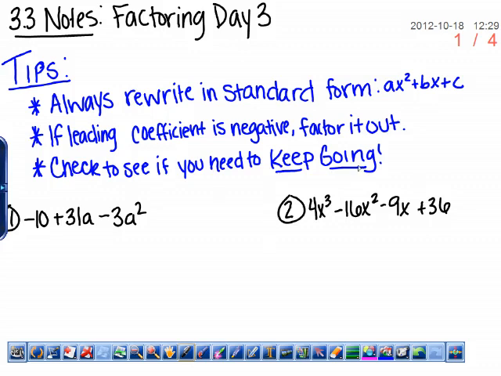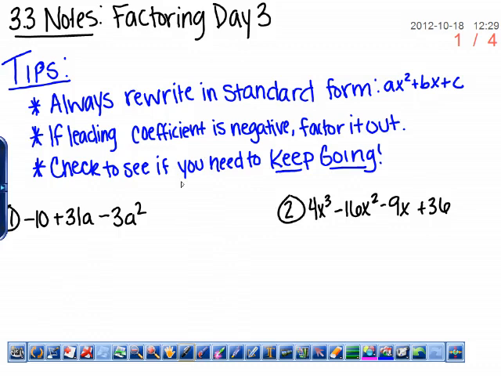Sometimes in factoring, you're going to apply one rule or one process, but then you're going to need to factor some more. One of your factors can be factored further, so you need to check for that. So let's look at number 1.